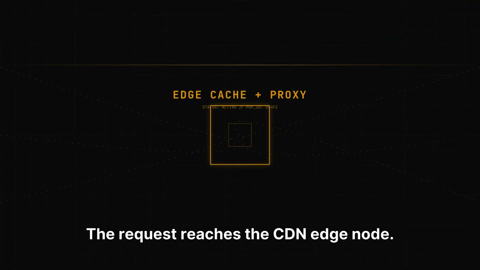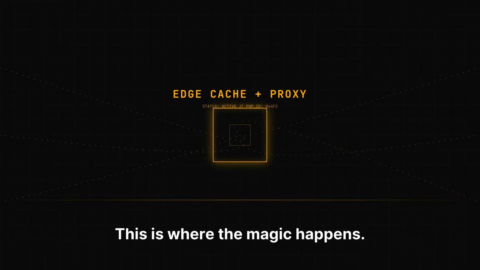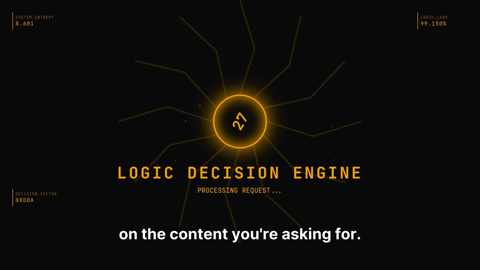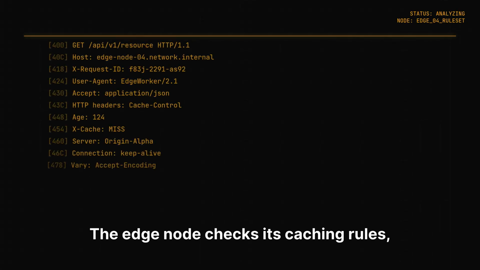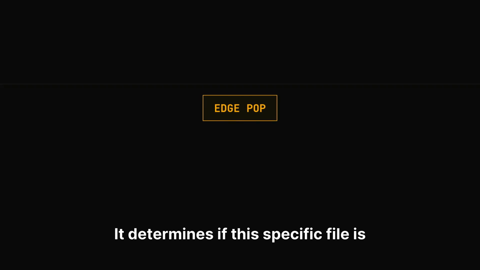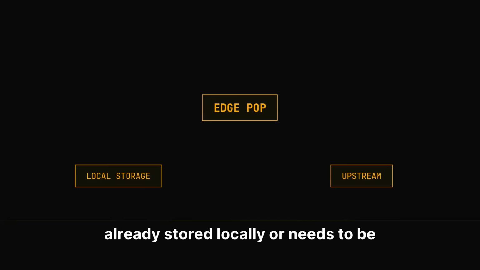The request reaches the CDN edge node. This is where the magic happens. Now, a critical decision is made based on the content you're asking for. The edge node checks its caching rules, looking at the instructions sent by the server. It determines if this specific file is already stored locally or needs to be fetched.